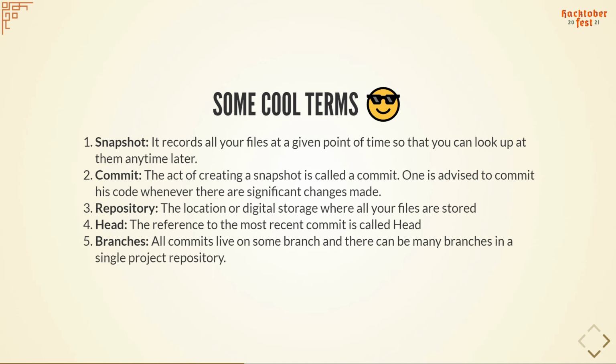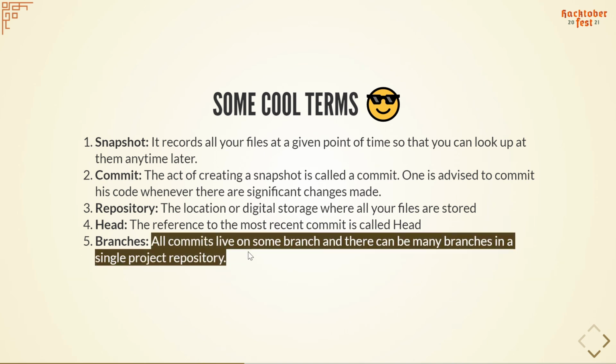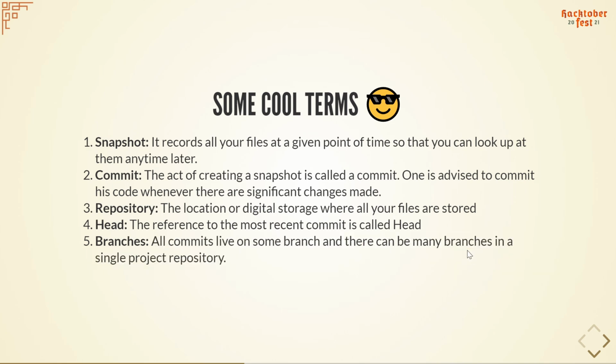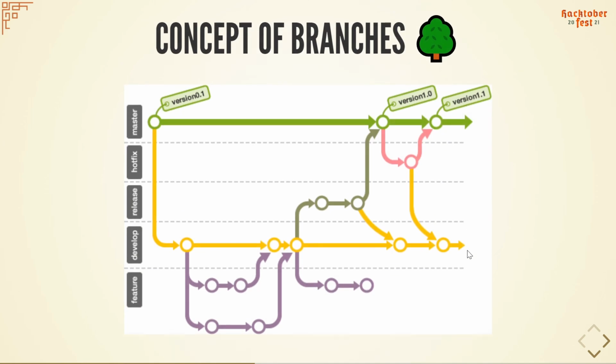So basically the definition of a branch is that all commits live on some branch, and there can be many branches in a single repository, and a branch is nothing but the state of code at that point of time in that particular location. So yeah, that's pretty much it about the concept of branches. There are multiple branches in a real project that you work on. There could be develop branches, which generally have the ongoing feature work going on.